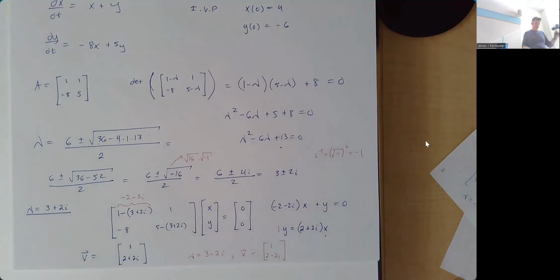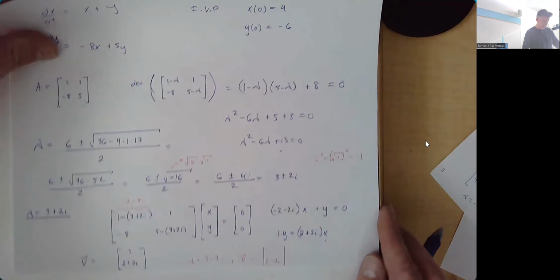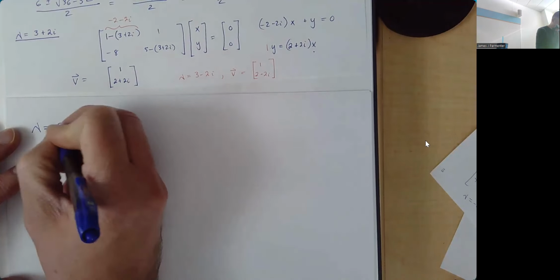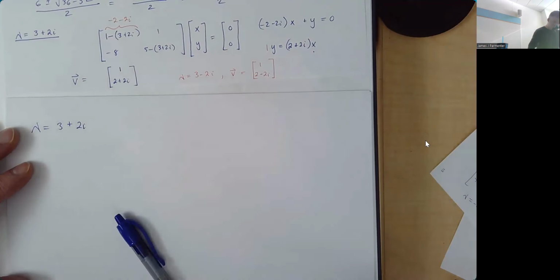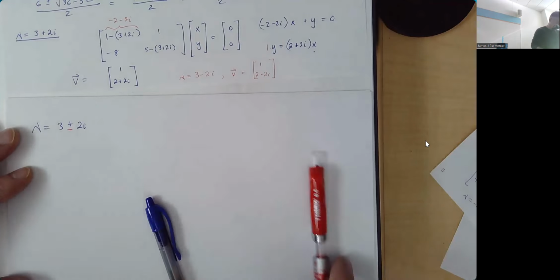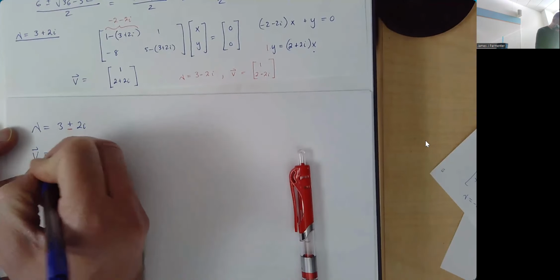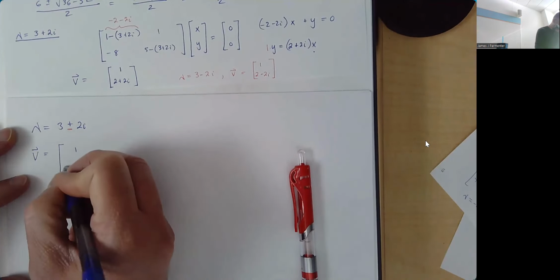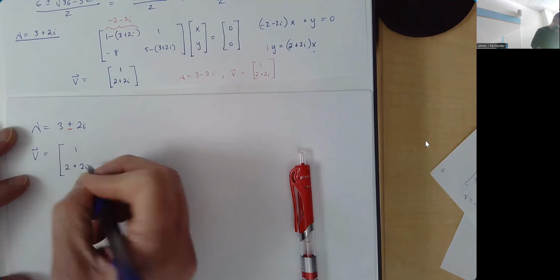Okay. So we've got our eigenvalues, we've got our eigenvectors. Let's write them down again on the next page just so we have them here. Our eigenvalues are lambda equal to 3 plus or minus 2i. Our eigenvectors are v equal to 1 and then 2 plus or minus 2i.